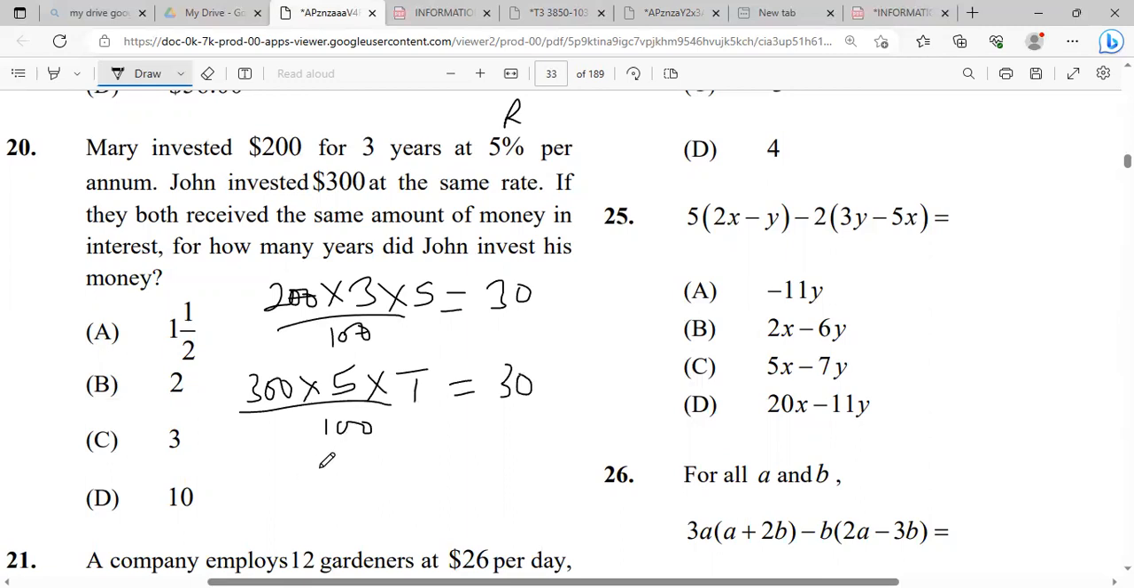So T, and let me give more space for this. We transpose, right? What's being divided, we times, and what's being times, we divide. So this cancels this. 3 into 3 is 1, 3 into 30 is 10, and then 10 divided by 5 is 2.